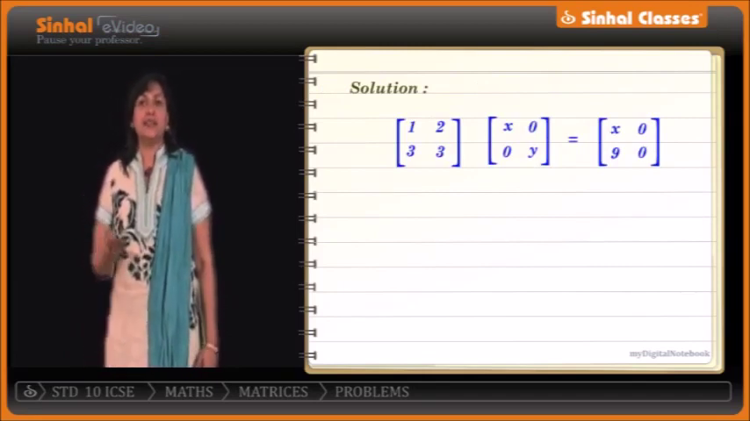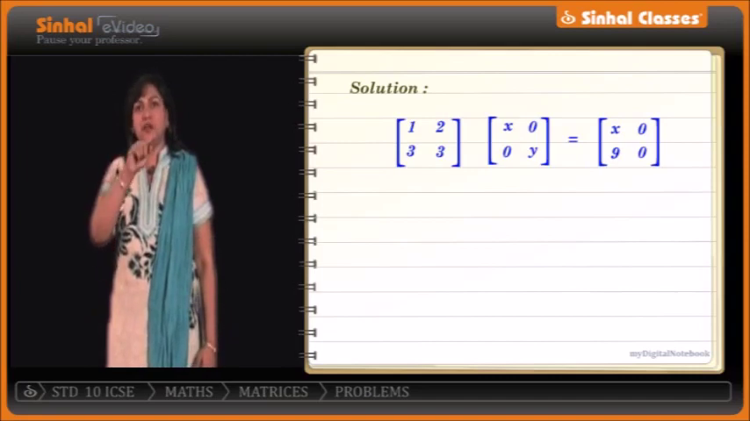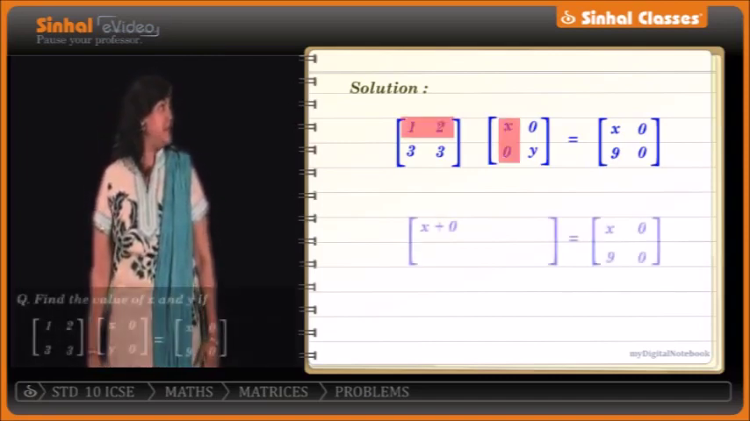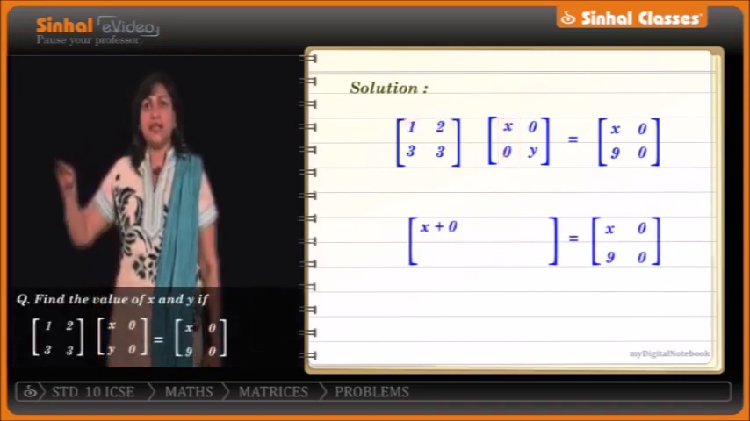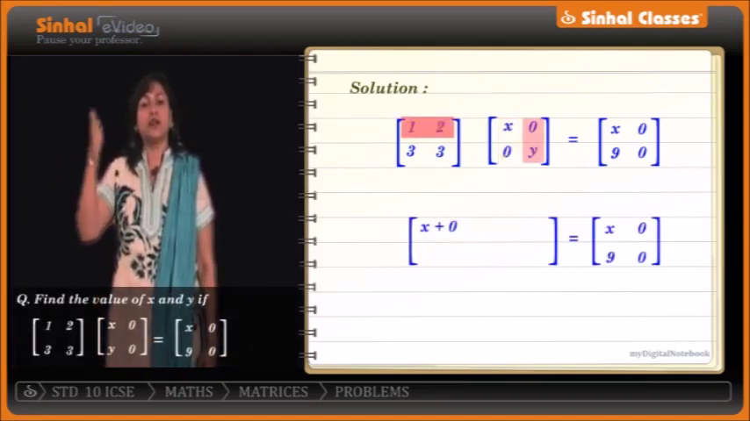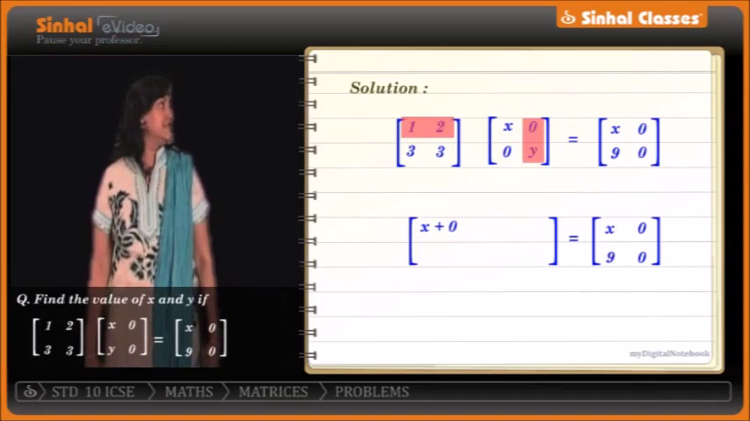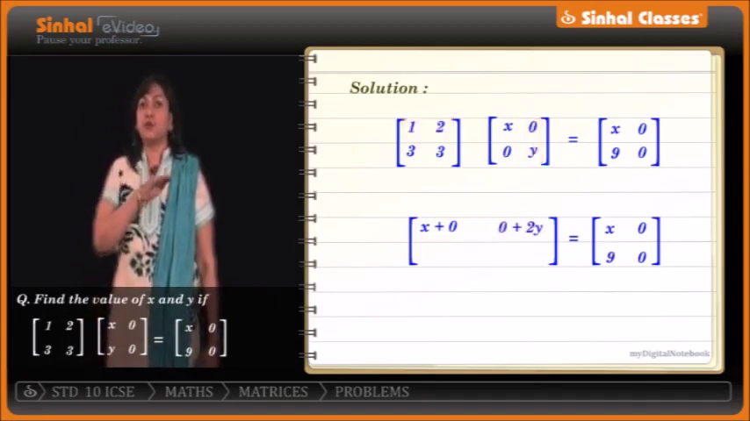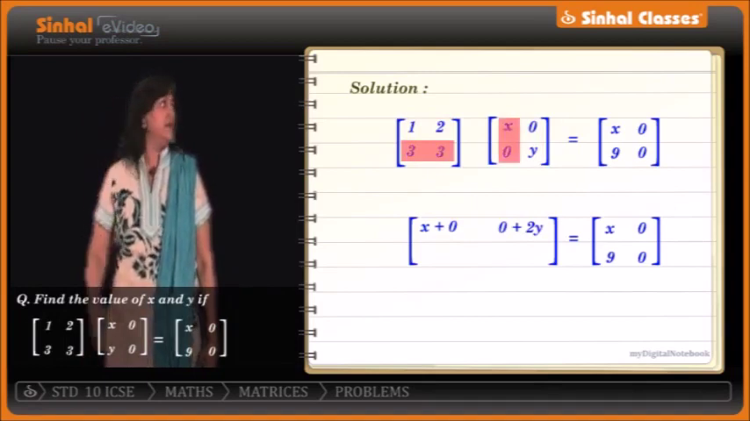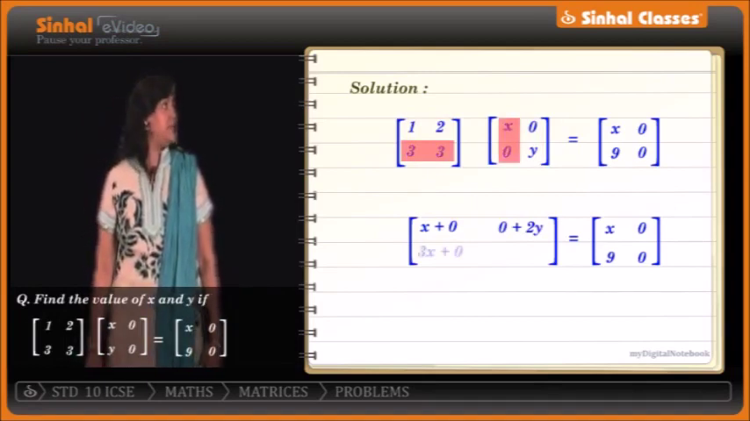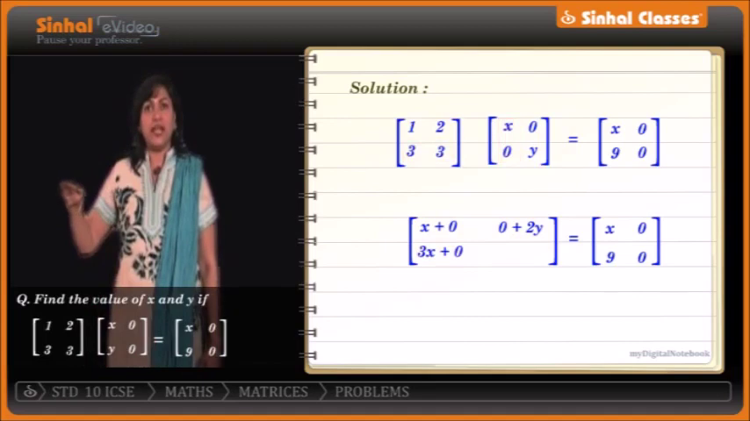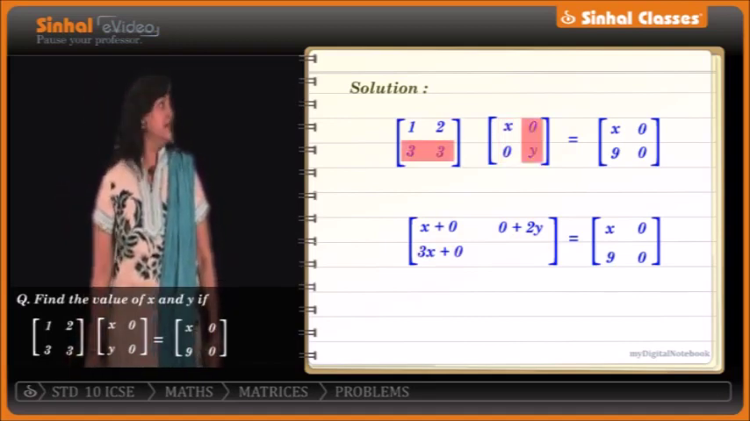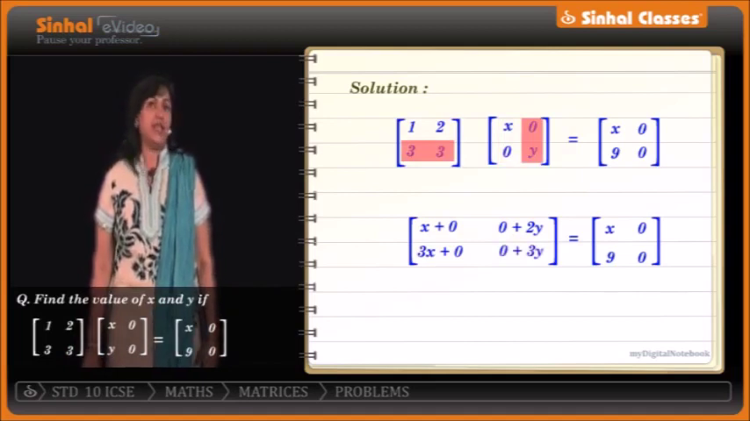We get as the first element, row 1, column 1, that is x plus 0. Second element, row 1, column 2, that is 0 plus 2y. Third element, row 2, column 1, we get 3x plus 0. Fourth element, row 2, column 2, we get 0 plus 3y.